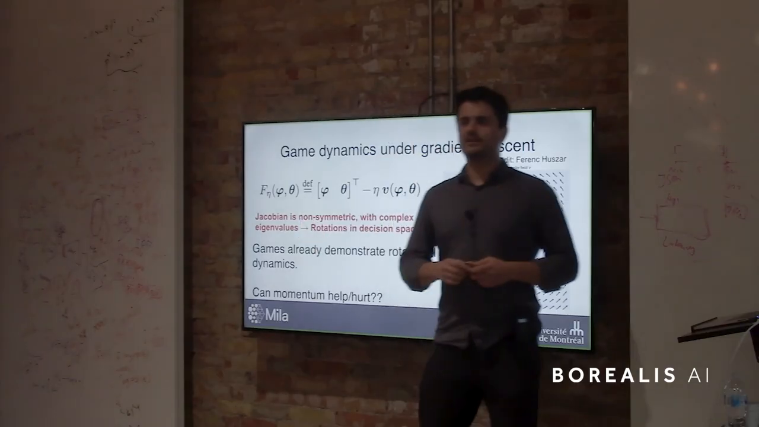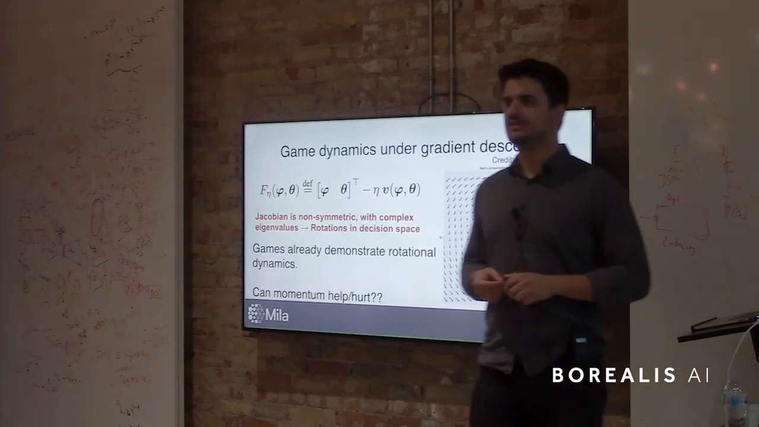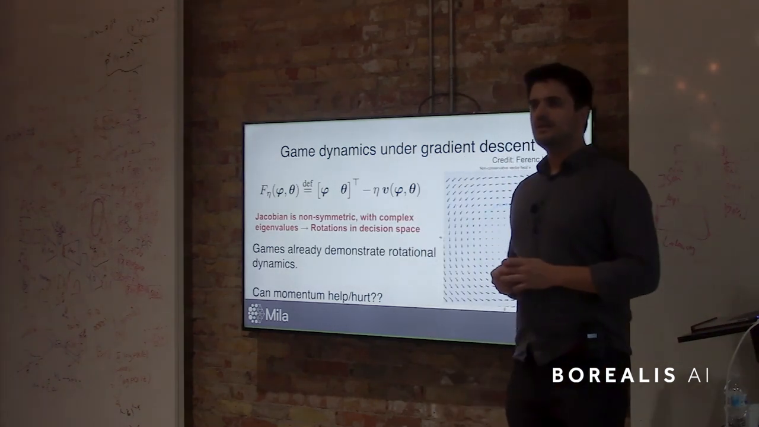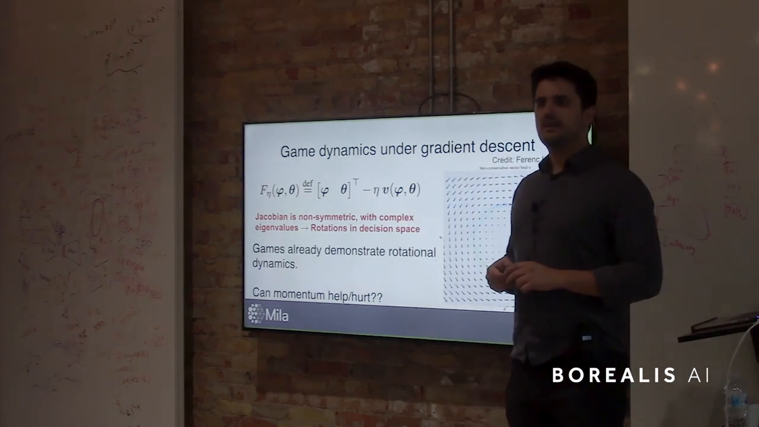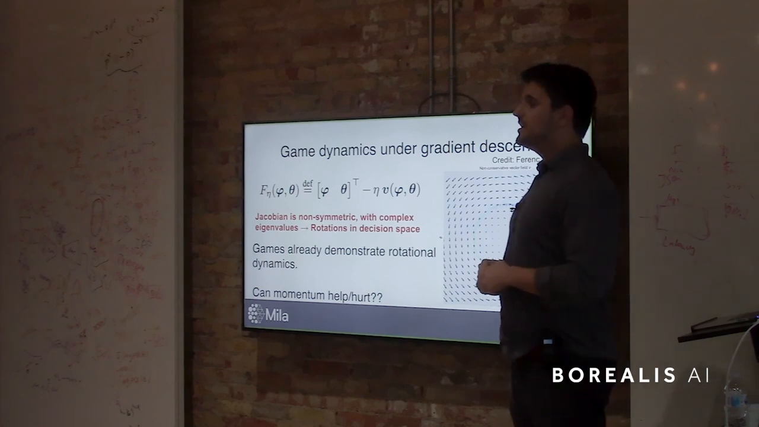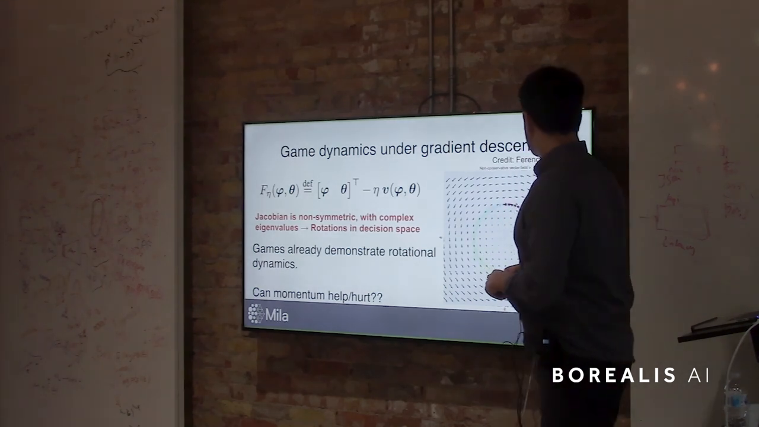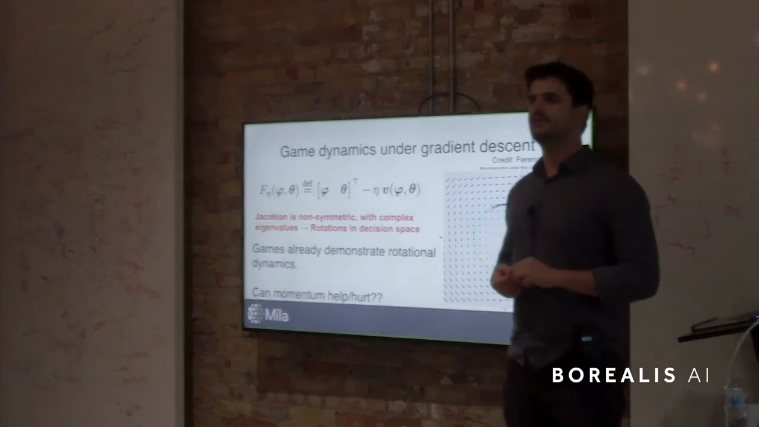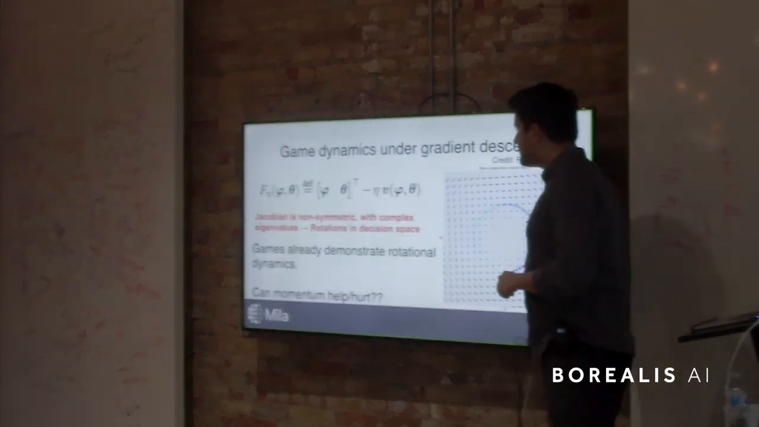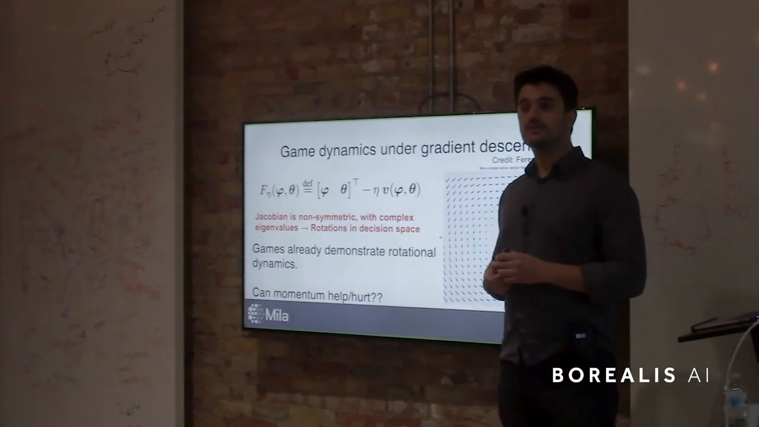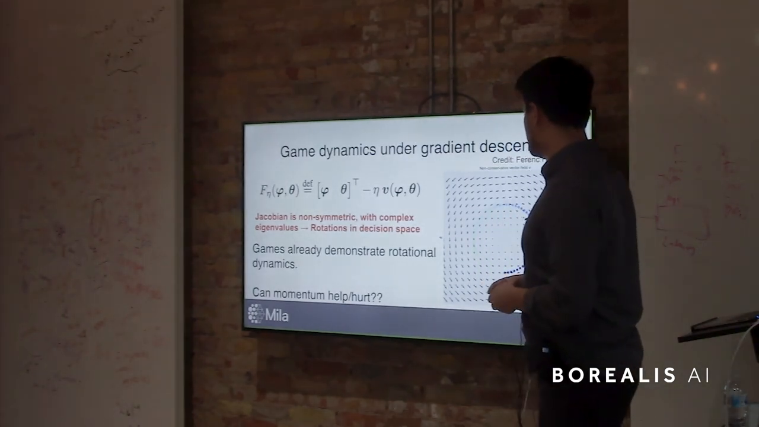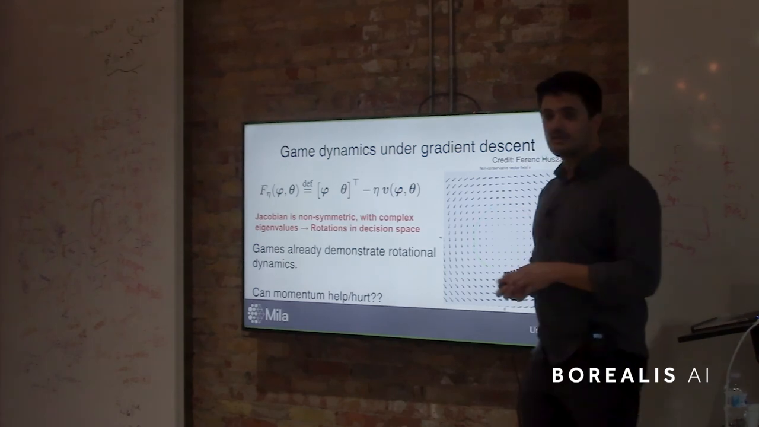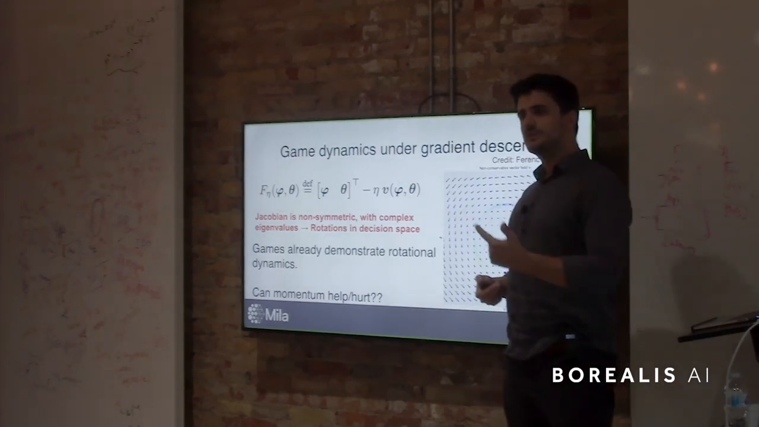The Jacobian of the operator for gradient descent on games is generally non-symmetric, and it very frequently has complex eigenvalues, which imply these rotations. It's the presence of the imaginary component in the eigenvalues that tells us we have these rotations, and we do not like these rotations, is the story. So we've been seeing rotations in momentum. We've been seeing rotations in games.